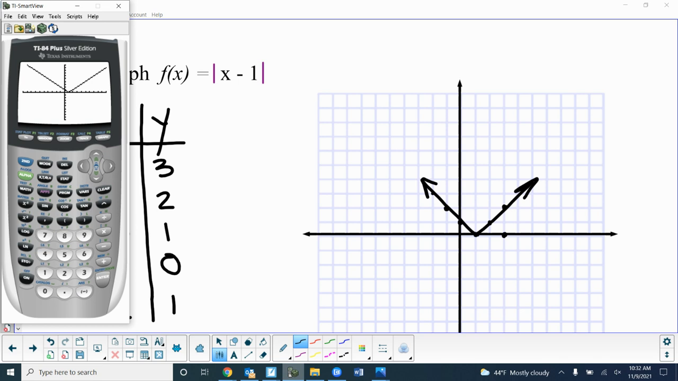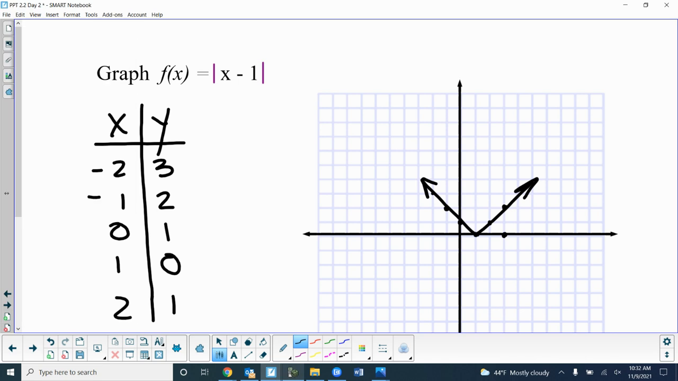Just got to get y by itself, if it's not already by itself. When you do, use the graphing calculator. Okay?